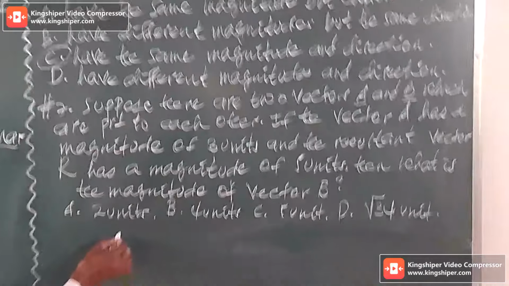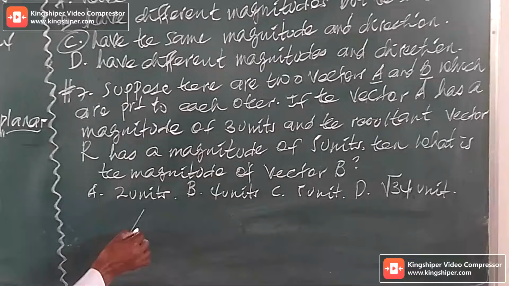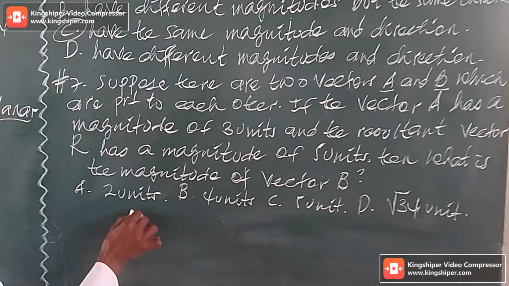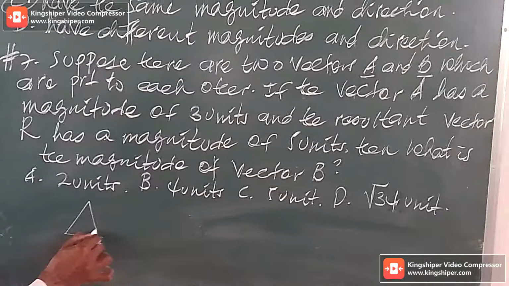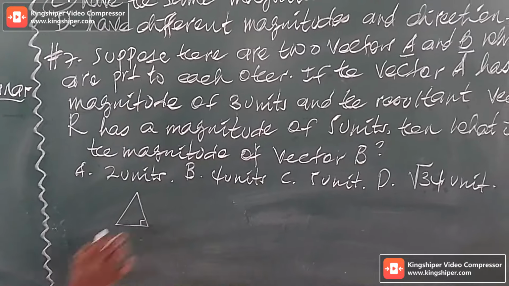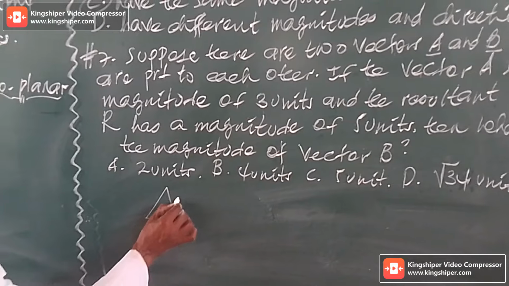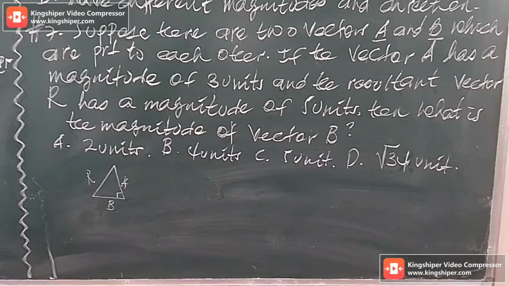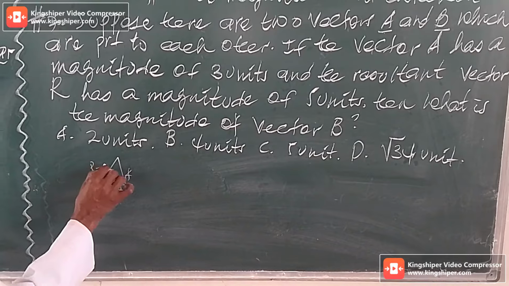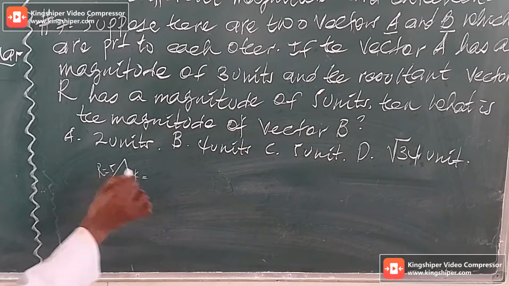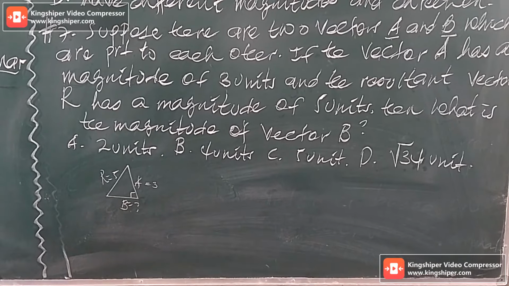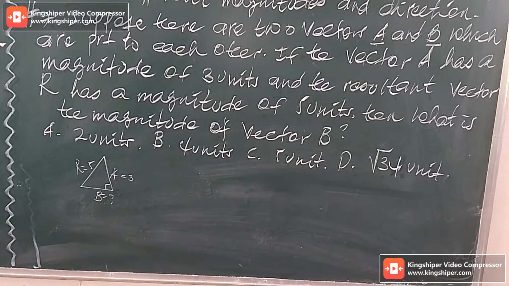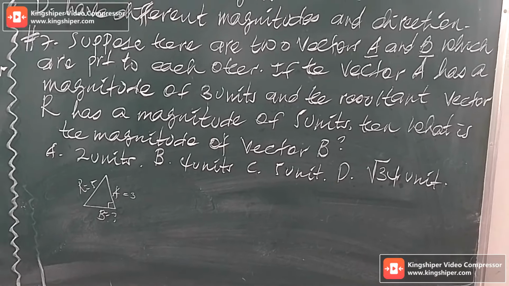According to the given information, we have two vectors which are perpendicular to each other, just like this one. This is vector A and vector B, which make a right angle triangle. Let's say this is vector A, this is vector B, and this is R, or the hypotenuse. This is 5 units, this one is 3 units, and B is the question mark. So to solve this question, we use the Pythagoras theorem.